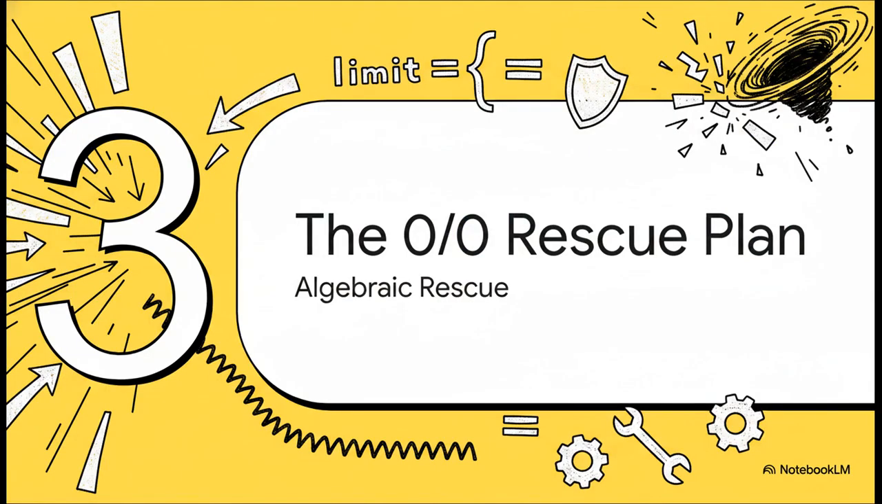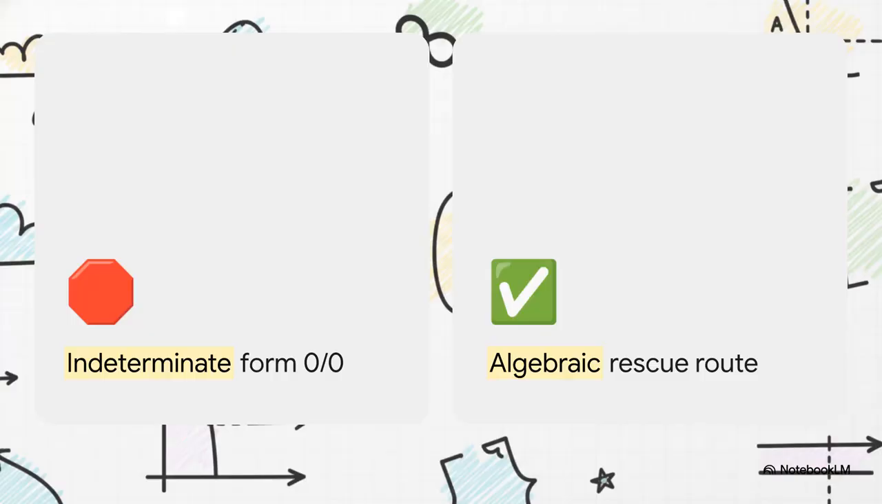Section 3. The 0 over 0 Rescue Plan. Algebraic Rescue. So when you hit 0 over 0, you have officially entered what we call an indeterminate form. Basically, it's a math crisis. But here is the secret.